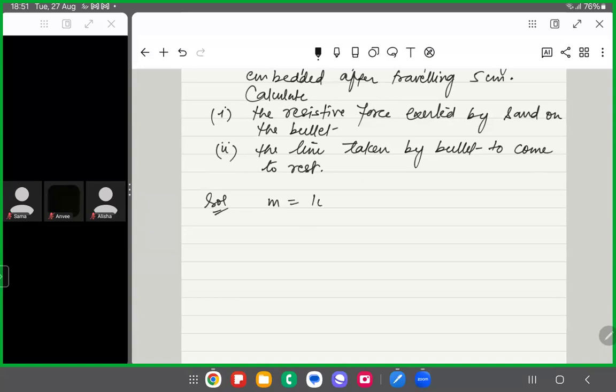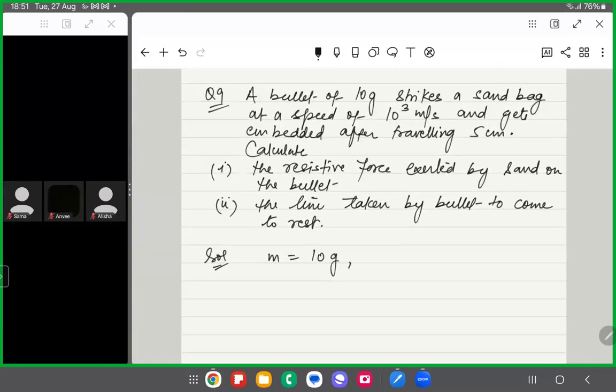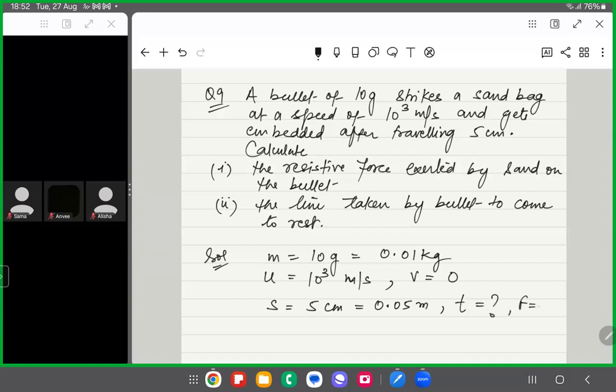So first write down what is given to you. Mass of the bullet is 10 g. First convert this into kg, 0.01 kilogram, right? Because g is not the SI unit. Initial velocity is given, 10 to the power 3 meter per second. Final velocity, because it is coming to rest, will be 0. Distance traveled by the bullet before coming to rest is 5 centimeter. Again, centimeter is not the SI unit. You have to convert this into meter, so this will become 0.05 meters.